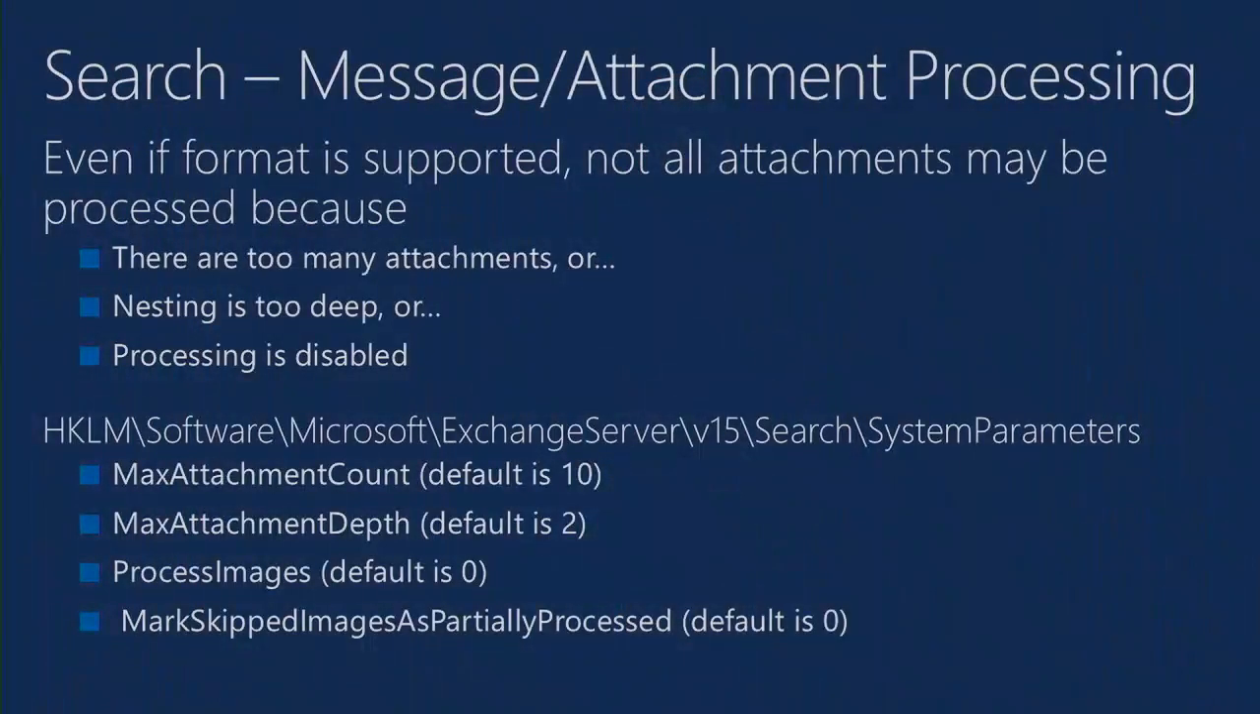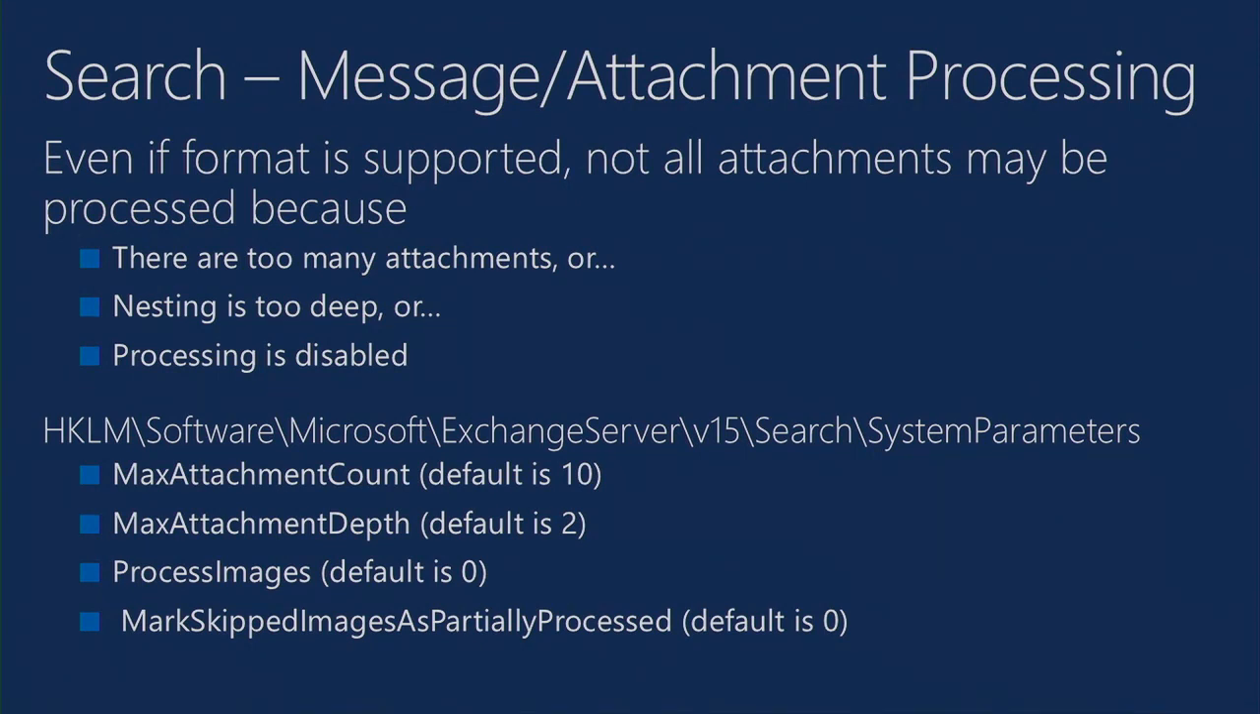Now, in terms of search and message attachment processing, it's important to notice that there are some limitations on what search can do. It is possible that as things are going through content indexing, not everything may be indexed successfully. And the most common reasons are there's too many attachments, there's an upper attachment limit by default, or the nesting is too deep. It's maybe an attachment and a message and a message and a message, and we're going too many levels deep. Or processing is disabled for whatever reason.